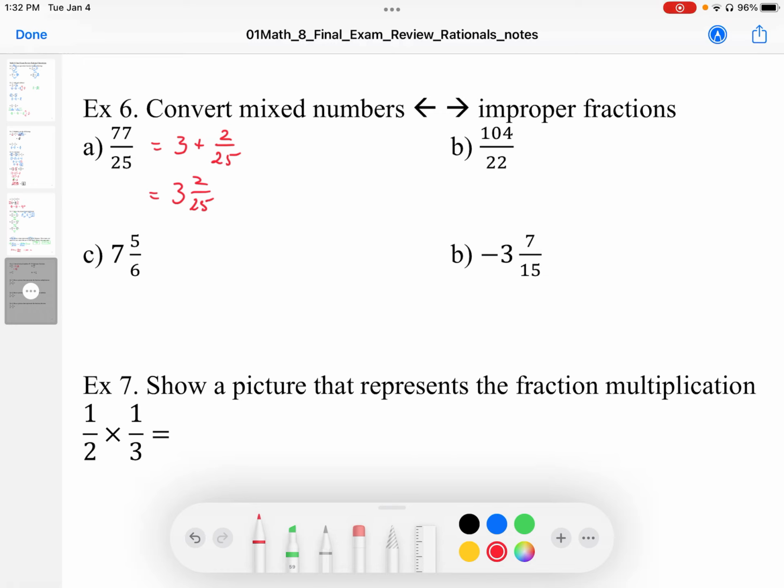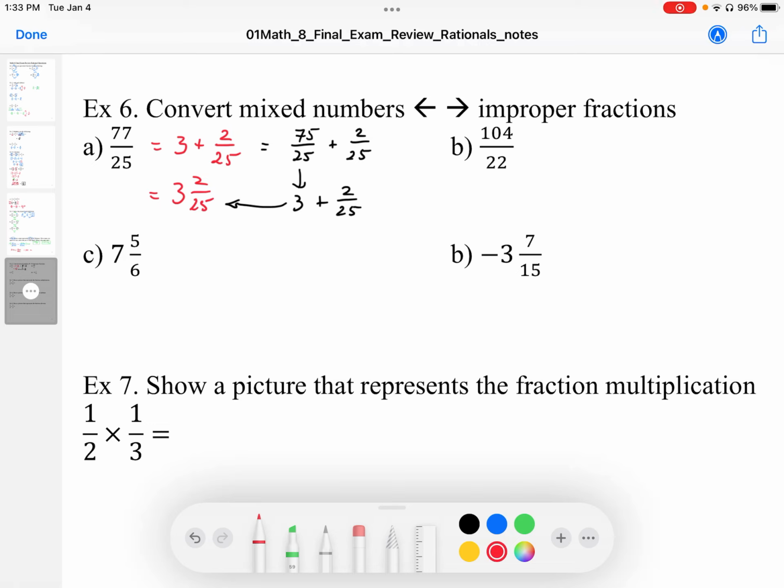Okay, that plus is implied when we talk about mixed numbers. Now, to do a little bit more formally, which we don't really need to do, I could have done it like this. I could have split it up into 75 over 25 plus 2 over 25. And then this gives me my 3, and this gives me my 2 25ths. And again, I can then write it in the mixed number form of 3 and 2 25ths. Okay, that extra step is not really necessary if you know how to do your multiples.